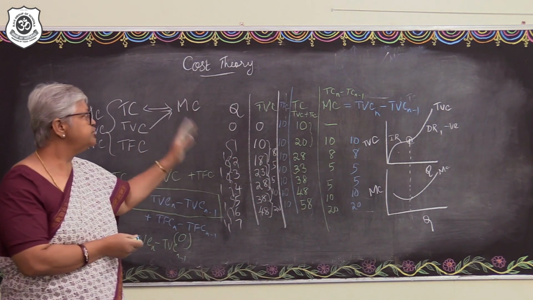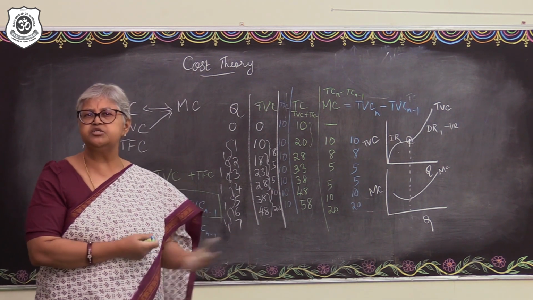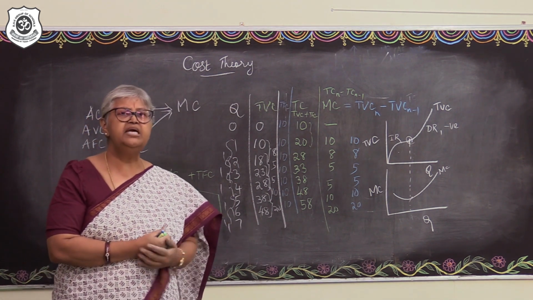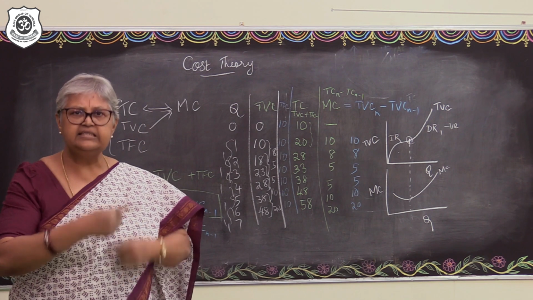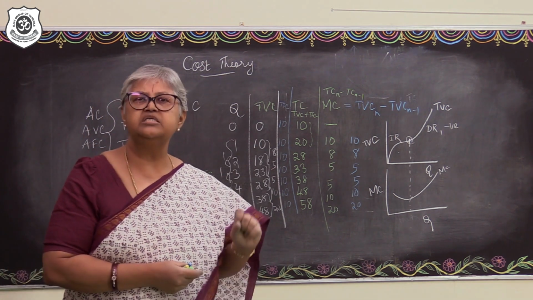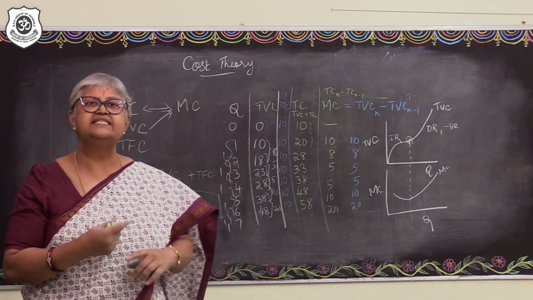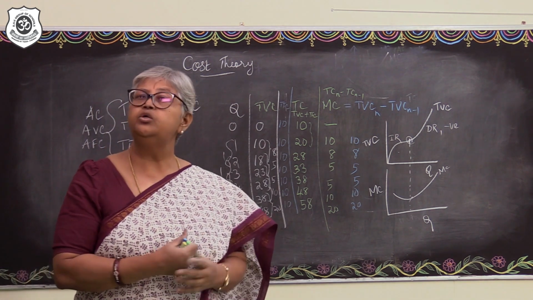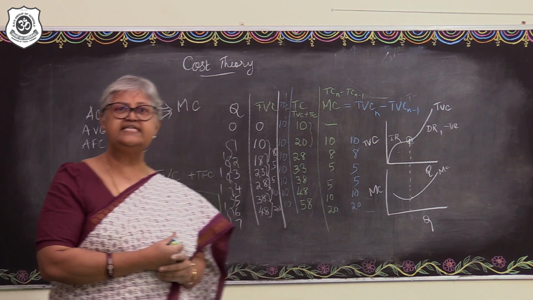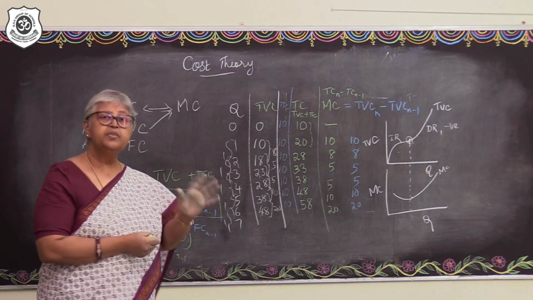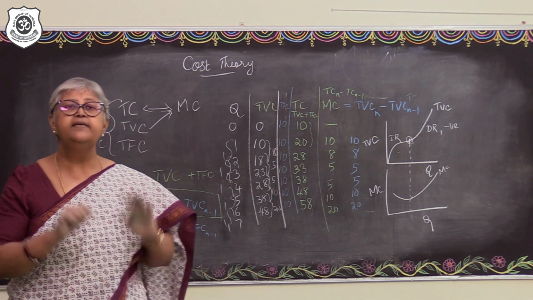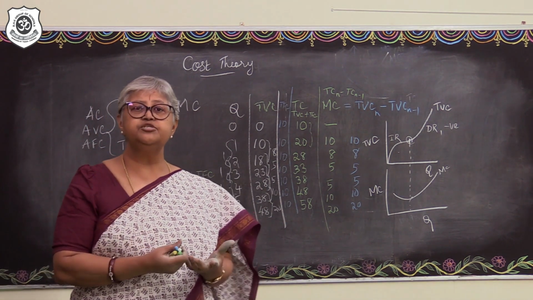So what have you understood? The additional cost of production in the short run can be understood as the rate of change of the total cost, and can also be understood as the rate of change of the total variable cost. Yes? So with this, I think all the concepts in the short run we have understood, right?